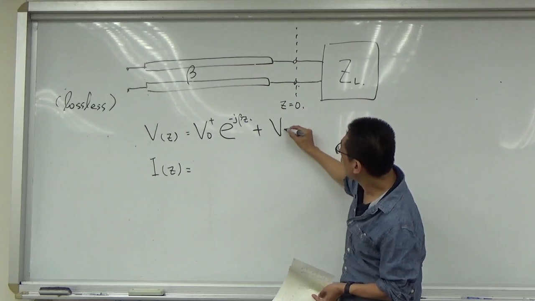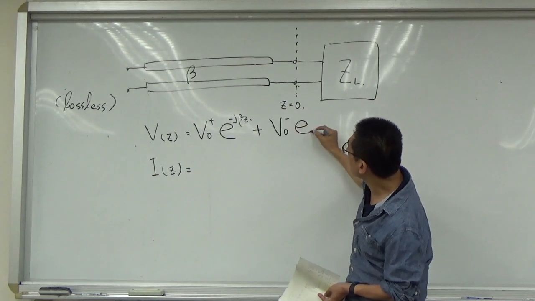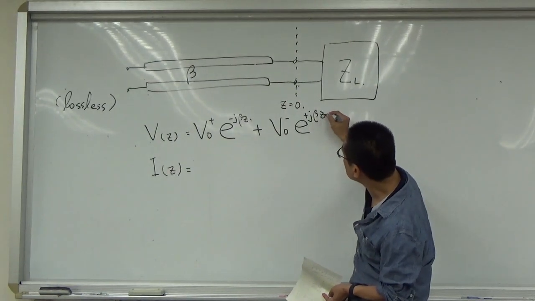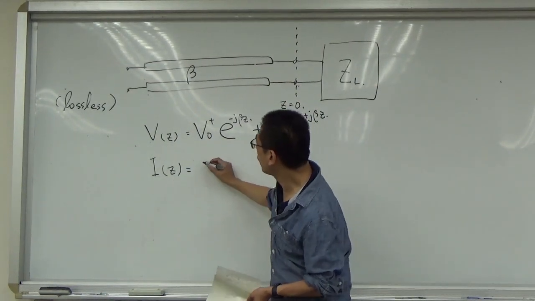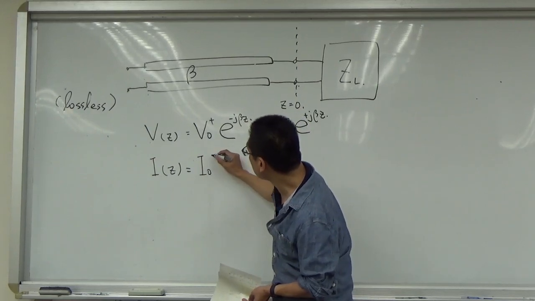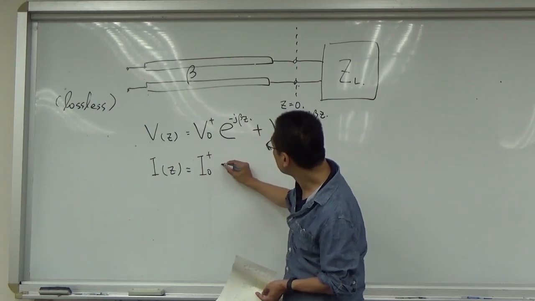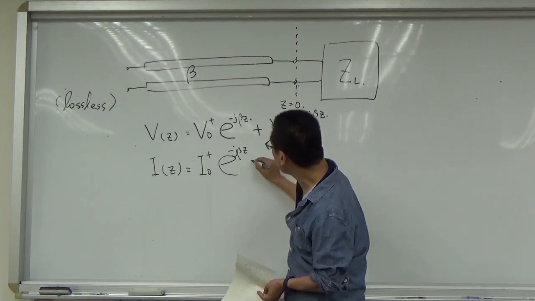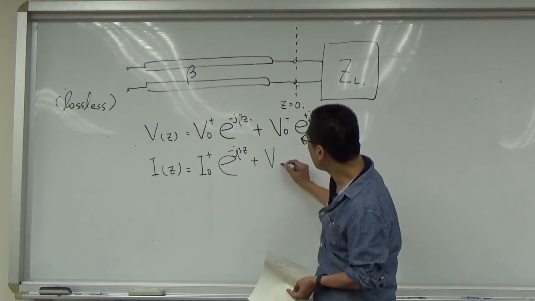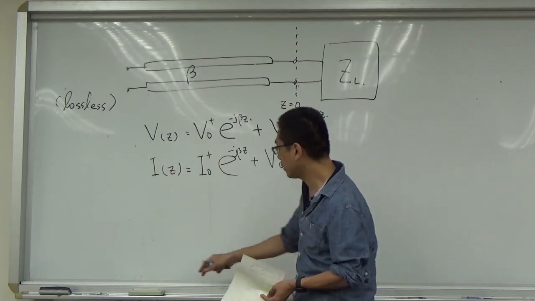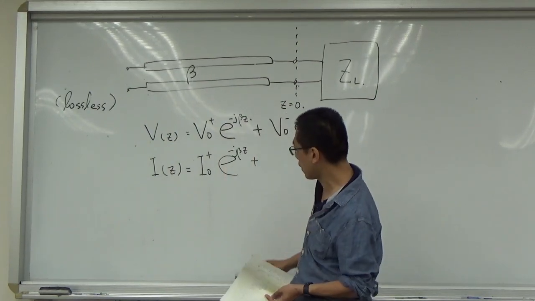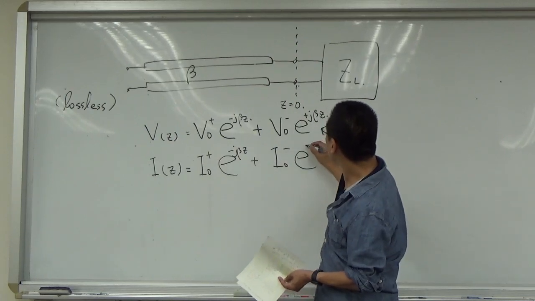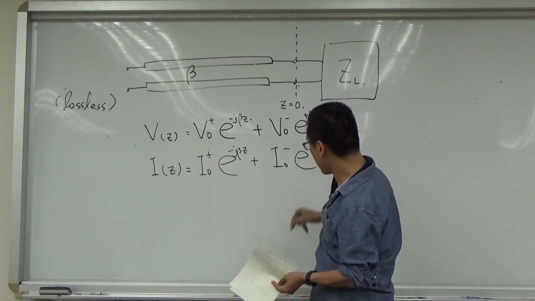Plus V0 minus exponential positive j beta z, and the current equals to I0 plus multiply exponential minus j beta z plus I0 minus exponential j beta z. Now you understand, right? It's not so hard, right? So I will write down the rest of the part.